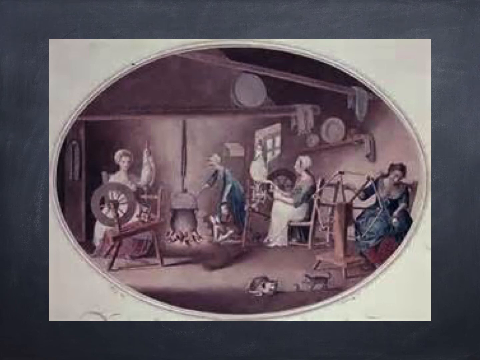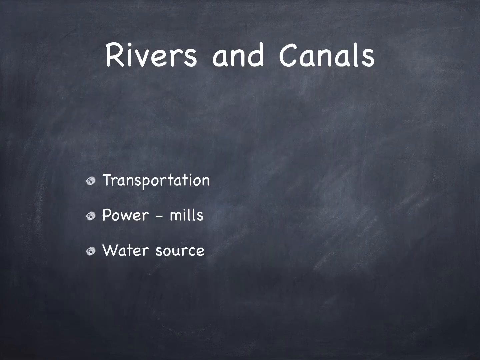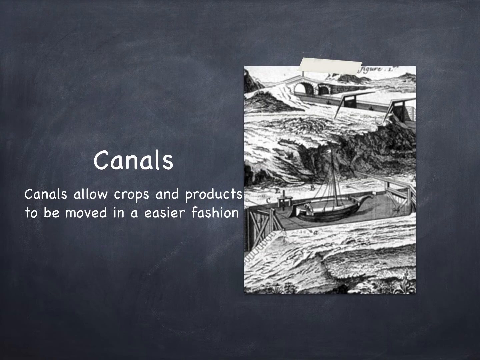Other innovations: there were rivers and canals that would help transportation. These canals, you saw them in the video, would also help power mills. They were a good water source, and helped for bringing your products to market. So here's how the canal system would work. Essentially, if you're looking at this picture and you see the little barn doors, you would go into an area.